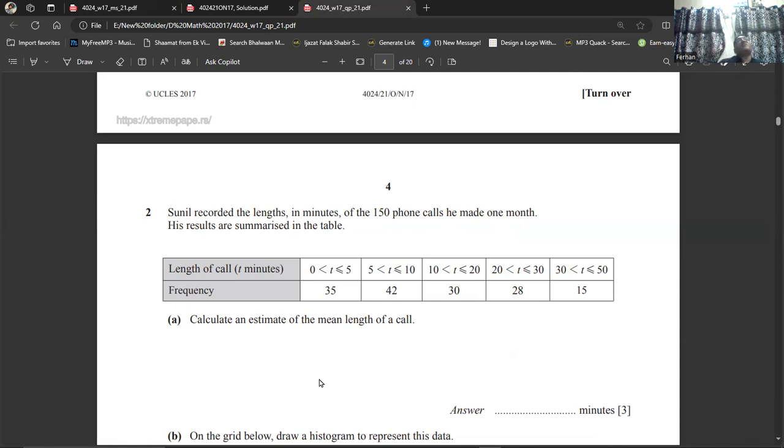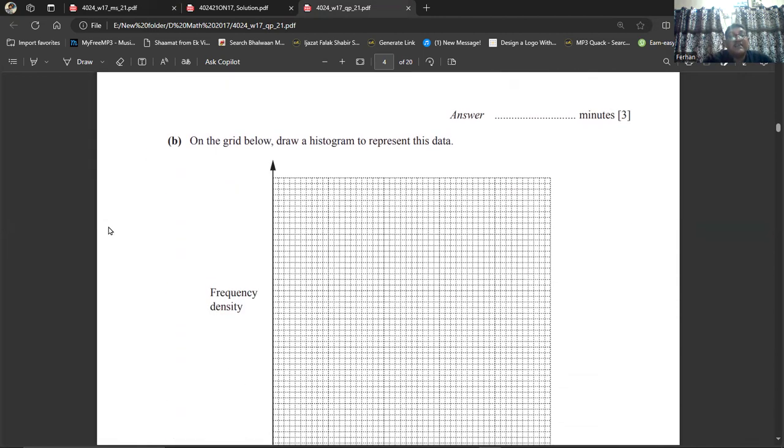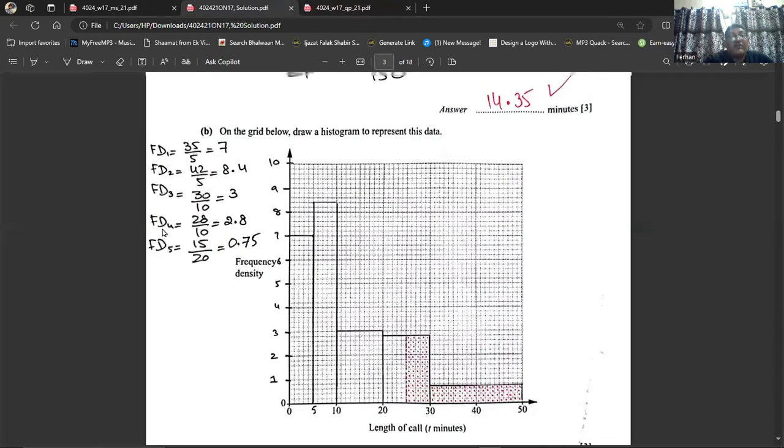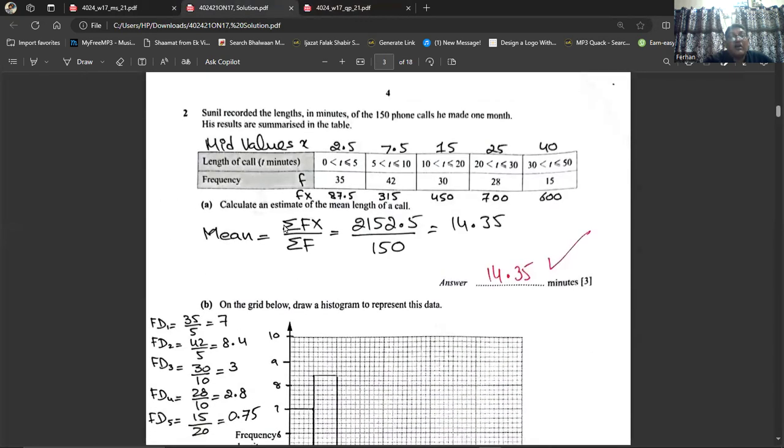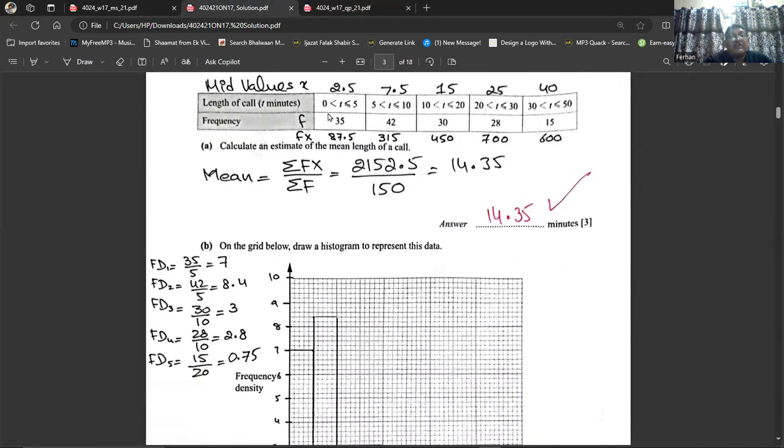So you see, every class has a different class width. So what we will do, we will divide the frequency of that class by the class width, and that gives me frequency density. So let me show you, I have found that. For this table, the frequency density for the first class will be 35, the frequency of that class, divided by the class width. Class width is the gap between these two boundaries. So 35 divided by 5 is 7. That is the first frequency density.